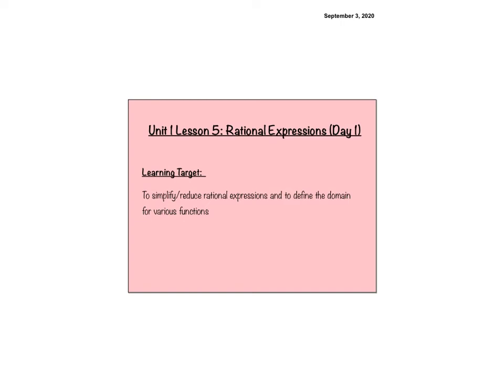Alright, so today we are on Unit 1, Lesson 5, Rational Expressions, and this is day 1 of this. So we are going to simplify, reduce rational expressions, and you're like, what in the world is a rational expression? Well, it's going to kind of look like a fraction, except it's going to have some x's and x squareds in there, and to define the domain for various functions.